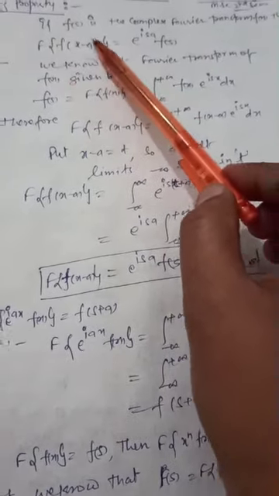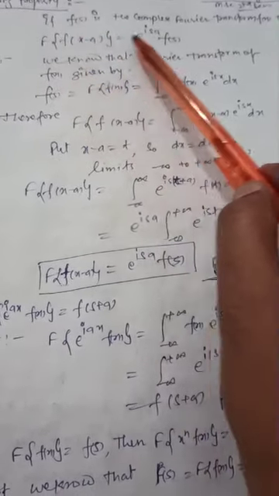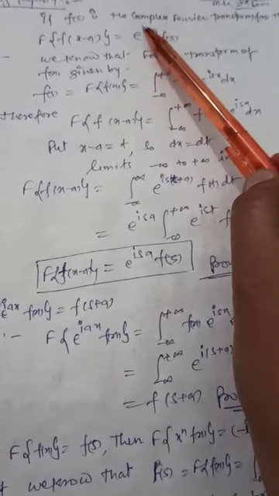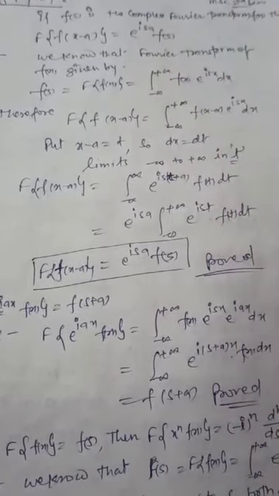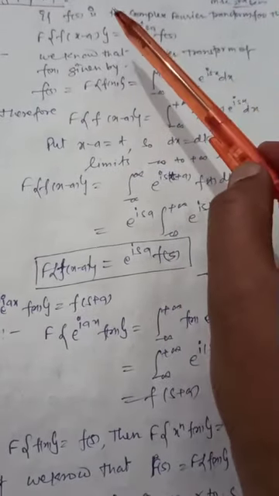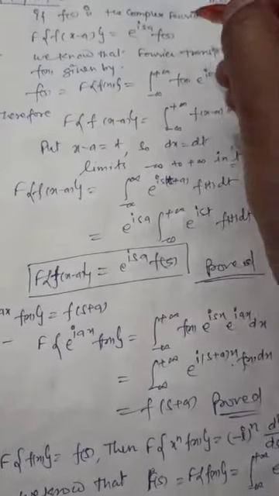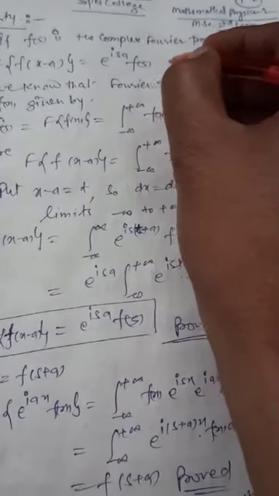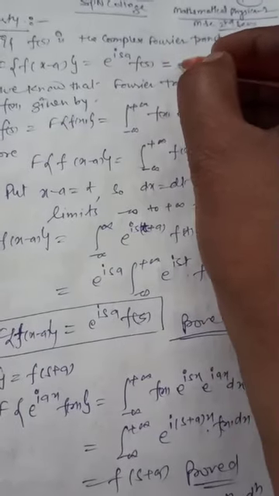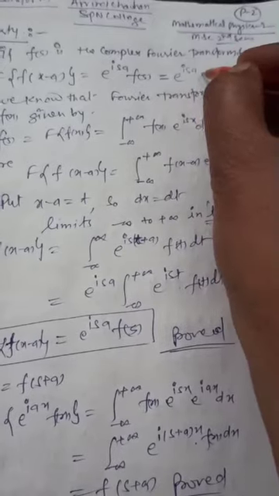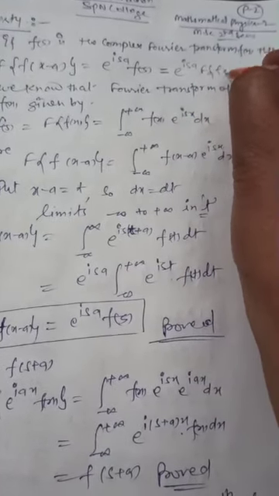the Fourier transform of this form of function is basically nothing but exponential iota s a times f of s, where f of s means the Fourier transform of f of x. This can also be written in this manner: exponential iota s a times the Fourier transform of f of x.